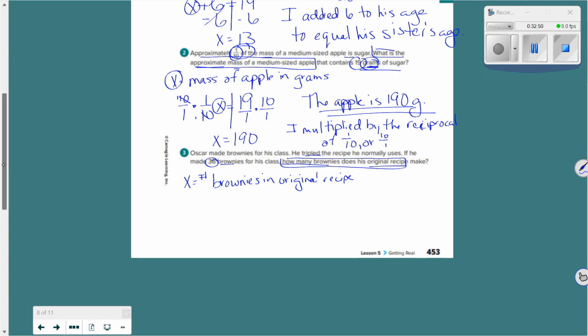And I now know, that's right, when I took it and I did what to it? Tripled. Tripled means what? Multiply by 3. So when I multiplied the original recipe by 3, I ended up with 36. Now we're just solving our equation. What's the opposite of multiplying by 3? Dividing by 3. Those go away, become 1. So I have x. 36 divided by 3 is 12. So there are 12 brownies in the recipe.